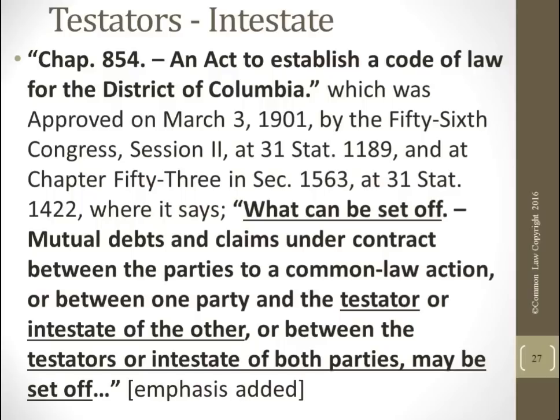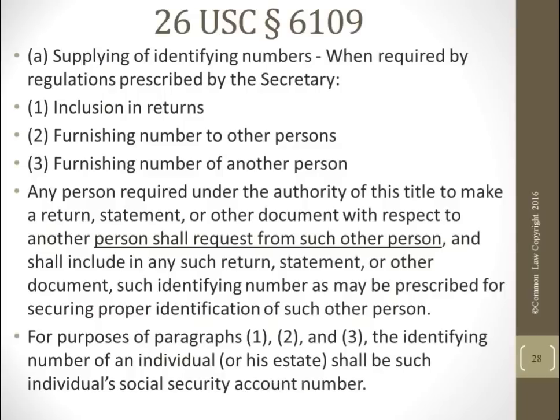Okay, if you don't know that, then you need to read the Constitution because it talks about set off in the Constitution. It talks about set off in not all of the early documents, but in the early Articles of Confederation and places like that, in the early founding documents of America. It says mutual debts and claims under contract between parties to a common law action or between one party and the testator or intestate of the other, or between testators or intestates of both parties may be set off. Okay, so again, they're talking about dead things and they're talking about set off debts. Okay, that's exactly what's going on.